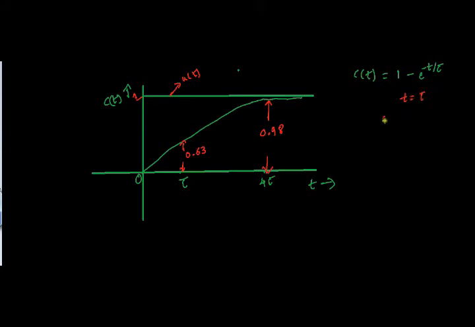We need to just substitute the first value, t is equal to tau. At that time, what will happen? C of t will become 1 minus e raised to minus tau upon tau. This is equal to 1 minus e raised to minus 1. This is equal to 0.63. That is represented here.